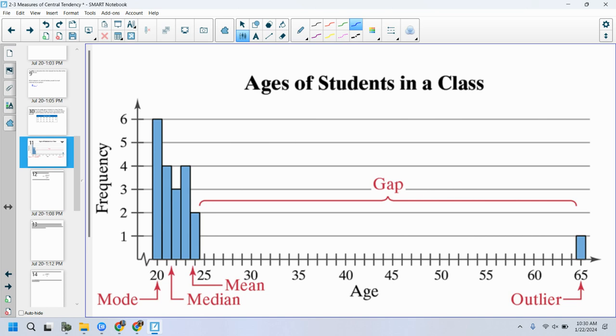Which one is going to be the best measure of central tendency? In this case, because of the outlier, I would probably use the median. Right? I wouldn't want to use the mode because the mode is actually the lowest. It's actually also the smallest amount. Yeah? The median looks like a better representation of my ages in that class. All right.